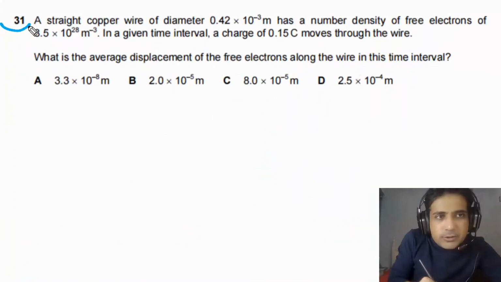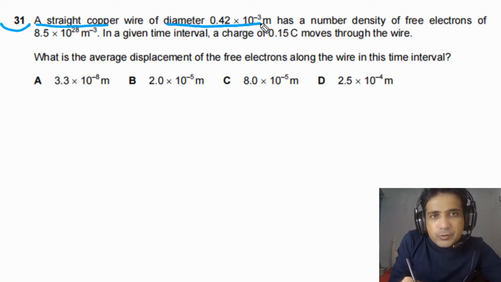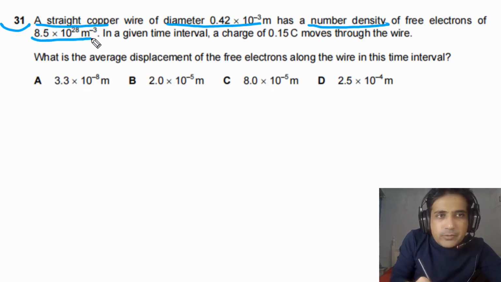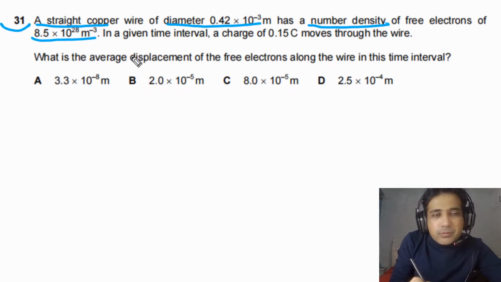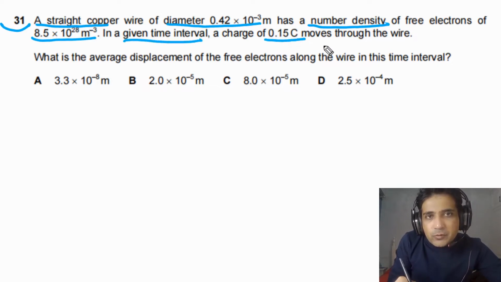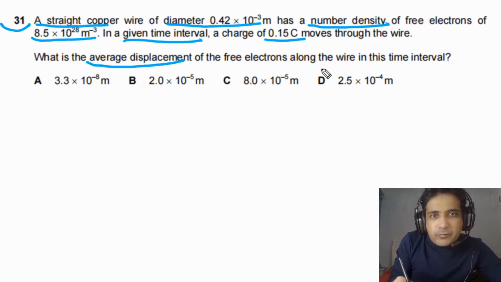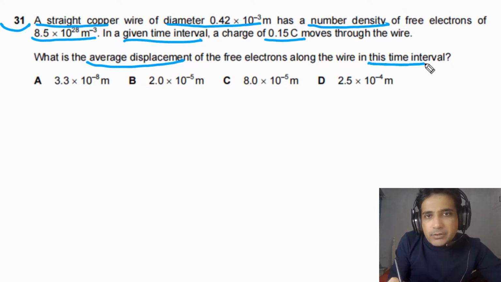For question number 31, we are given a straight copper wire of diameter 0.42 times 10 to minus 3 meters, which has a number density of free electrons of 8.5 times 10 to 28 per cubic meter. In a given time interval, a charge of 0.15 coulombs moves through the wire. What is the average displacement of the free electrons along the wire in this time interval?